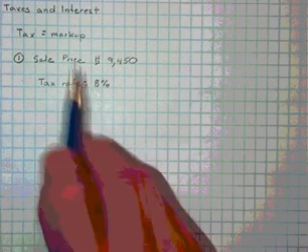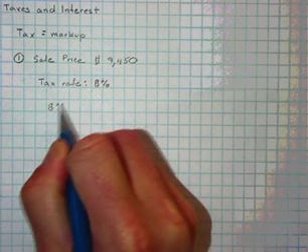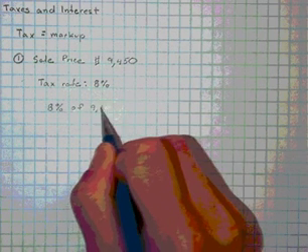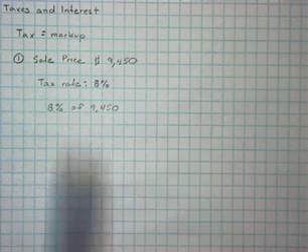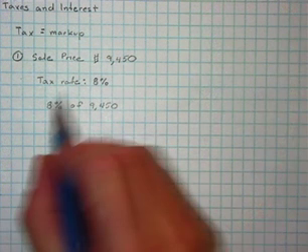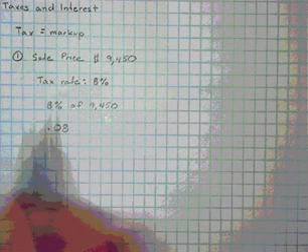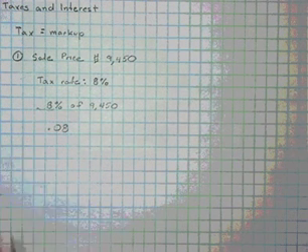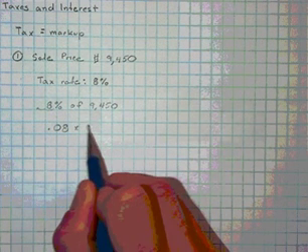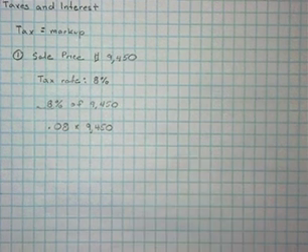In order to find how much our final price is going to be, we take the tax rate, 8%, and we want to know what 8% of that $9,450 is. Exactly like we did with the markup. We turn 8% into a decimal by moving it over two places, 1, 2. 8% of means multiply.